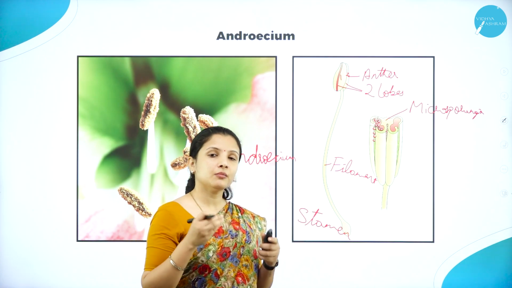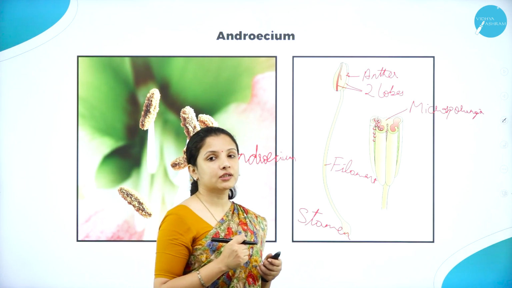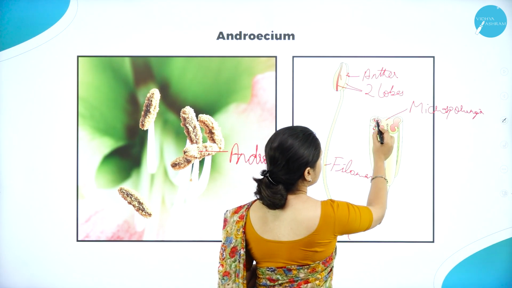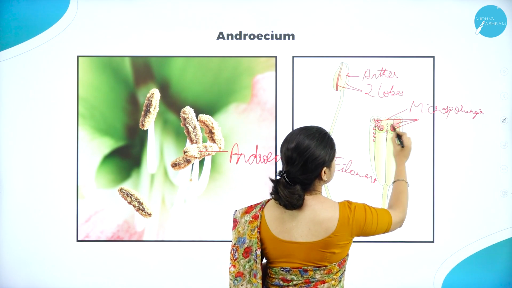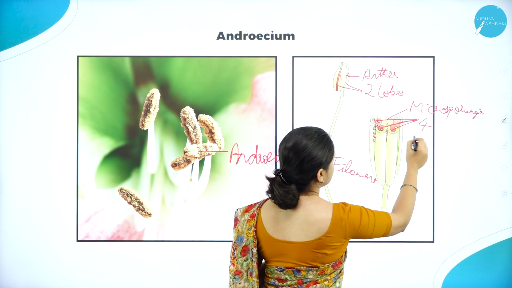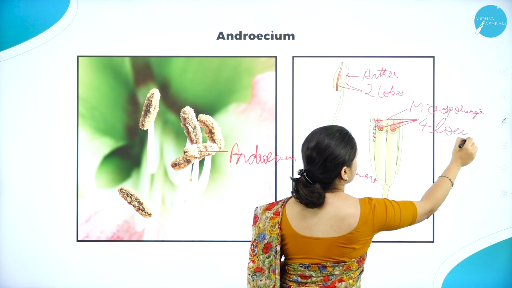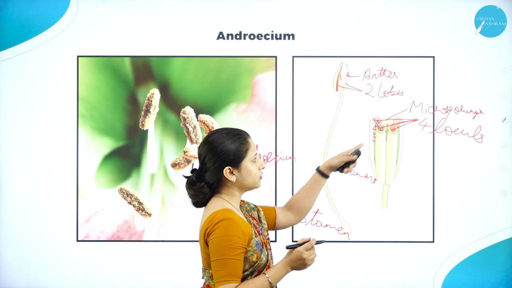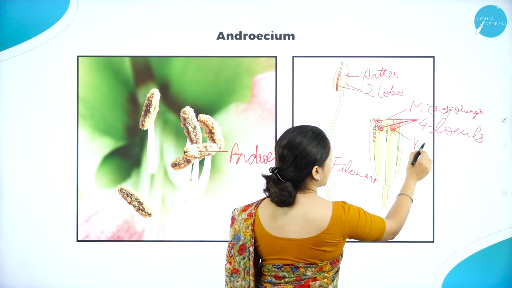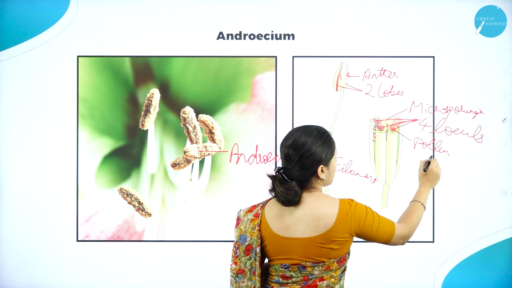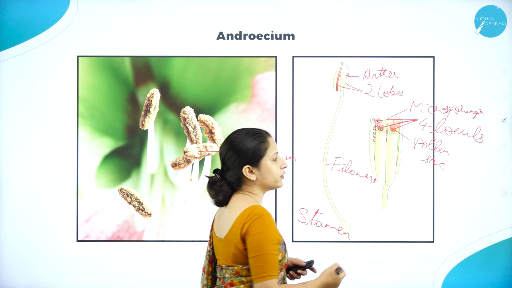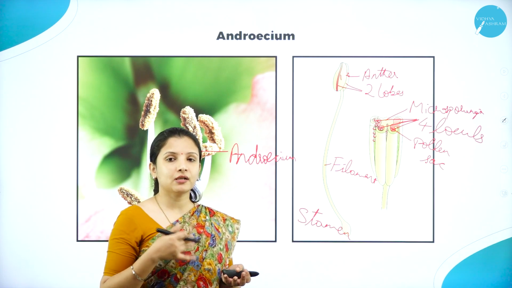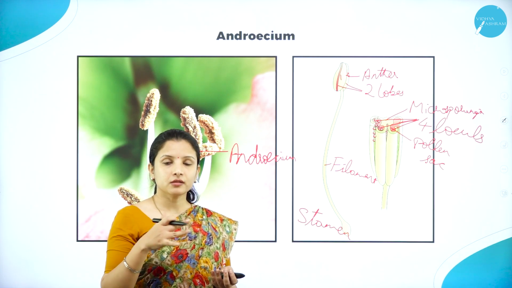Where in the microsporangia exactly the pollen grains are produced, we shall see. Whenever I take a cross section, there are 4 locules or 4 cavities present. These 4 chambers or locules are called the pollen sac. In the pollen sac, the pollen grains will be produced, and these pollen grains will mature, come out of the anther, and then help in the pollination.